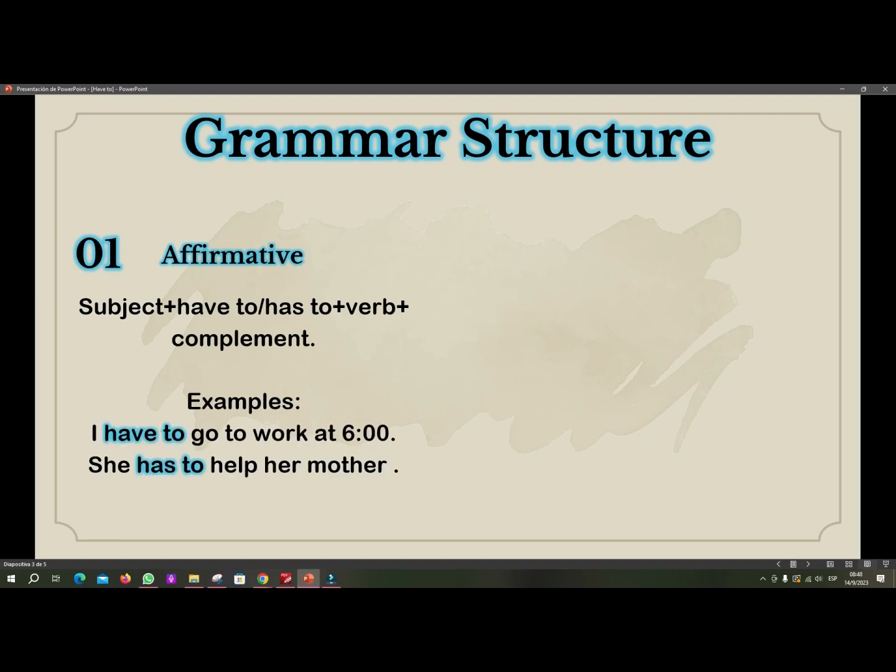Also, the complement. For example, I have to go to work at 6, or she has to help her mother. If you notice here, you have the subject I, and that's why you need to use have to, the verb in the base form, and the complement, right? Here you have a third person singular subject, so you're going to use has to plus the verb in the base form.